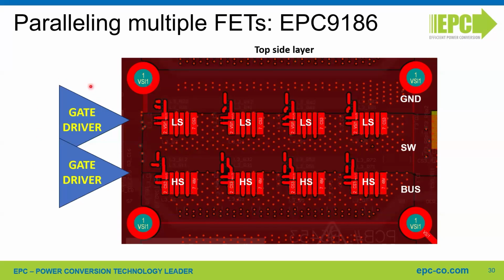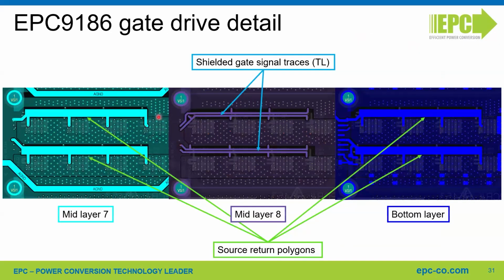So the gate driver is on the left. This example is taken from the EPC 9186 board. So the low side FETs are on the top, the high side FETs are here. We have the bus voltage, switching node, and ground. So how did we lay out the gate drive for this board?